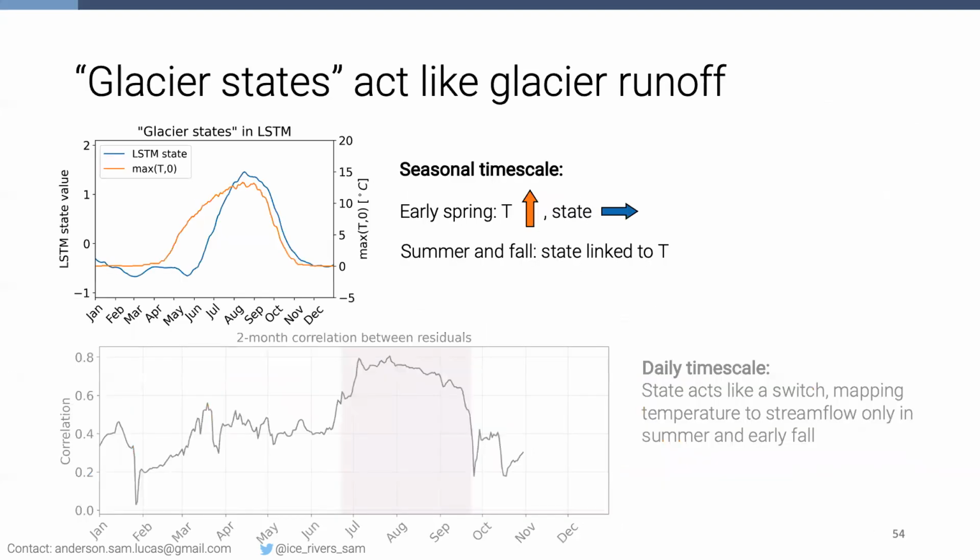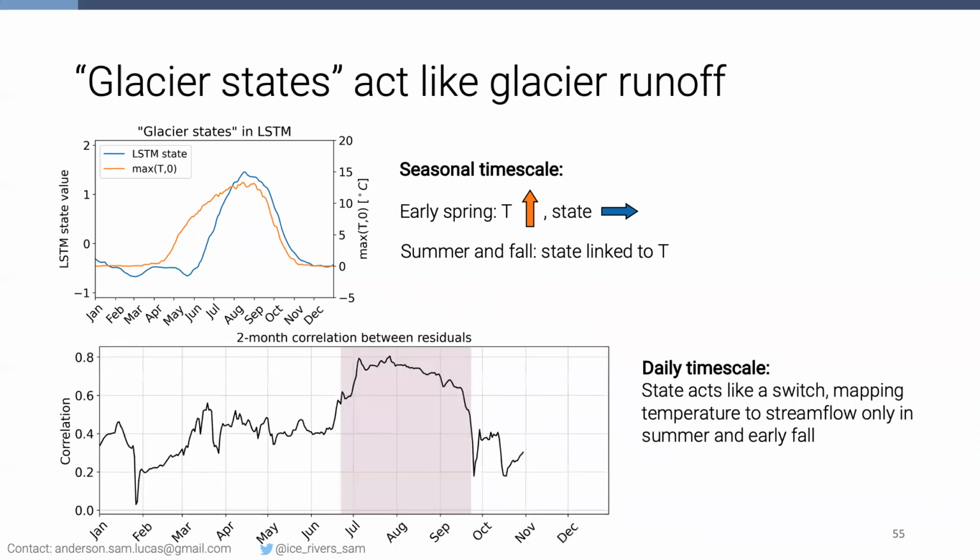Essentially, the model has learned that there are these temperature-controlled streamflow sources that vary on both seasonal and daily timescales. Seasonally, temperatures rise in spring, but initially the state does not respond. Then, through summer and into fall, they become apparently more linked, where the LSTM state decreases when temperatures decrease. Daily, these LSTM states act like a switch, mapping lag temperature fluctuations to streamflow only in summer and fall and only in glaciarized basins.